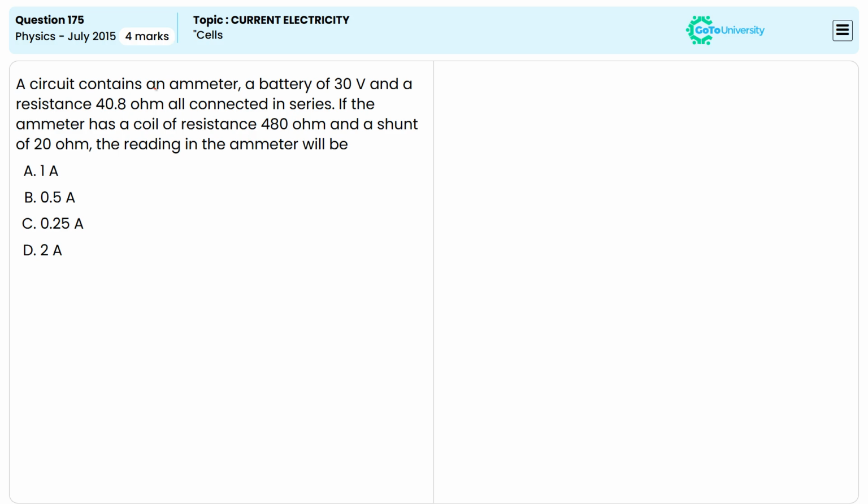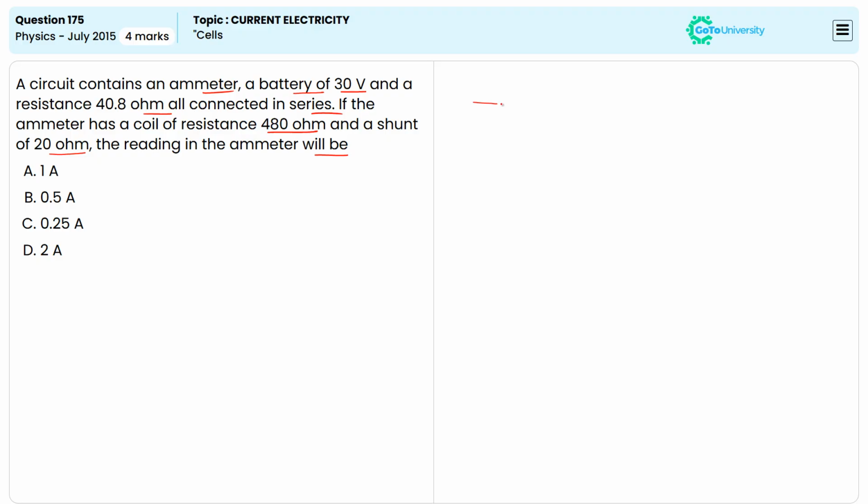A circuit contains an ammeter, a battery of 30 volts, and a resistance of 40.8 ohms, all connected in series. If the ammeter has a coil of resistance of 480 ohms and a shunt of 20 ohms, what will the reading in the ammeter be? That is what we need to find here. First, we'll draw the circuit.